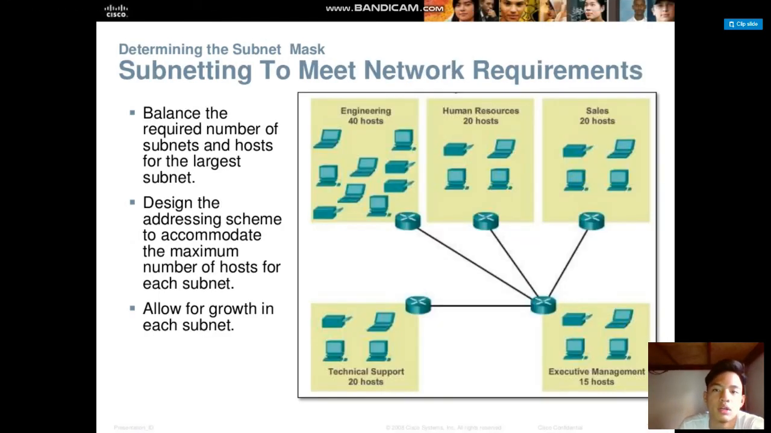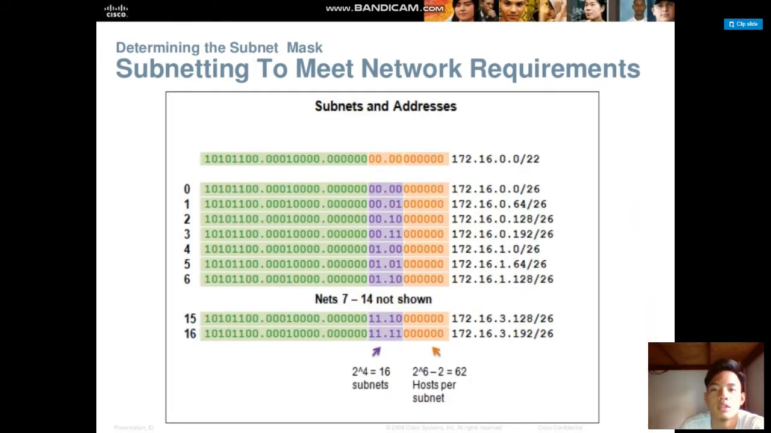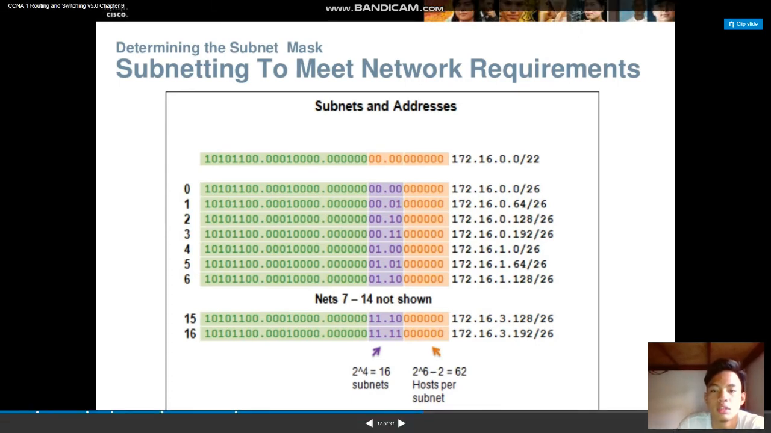Subnetting to meet network requirements. Balance the required number of subnets and hosts for the largest subnet. Design the addressing scheme to accommodate the maximum number of hosts for each subnet. Allow for growth within each subnet. So, subnets and addresses.